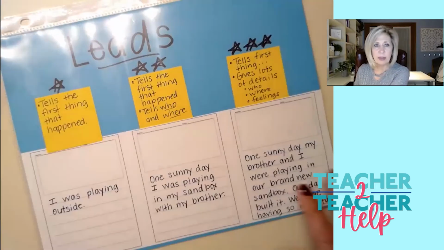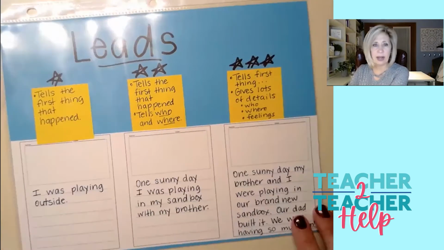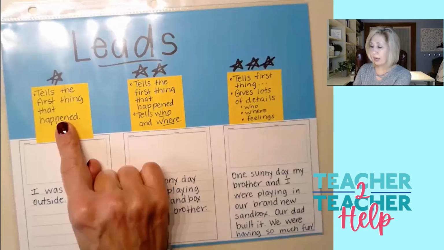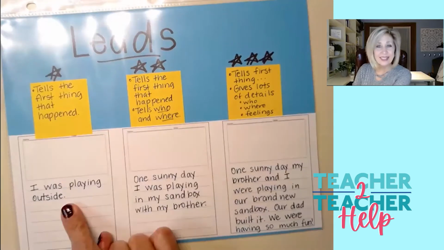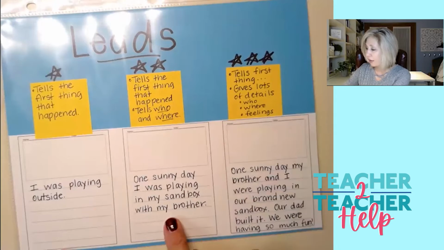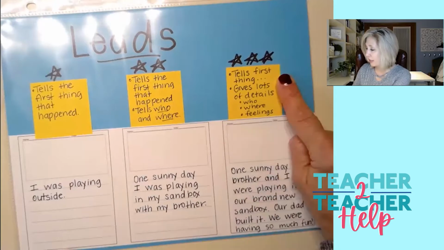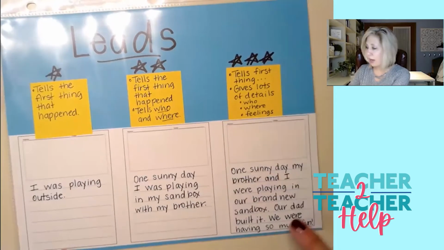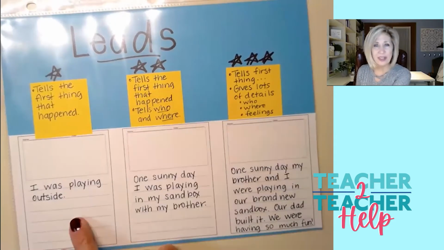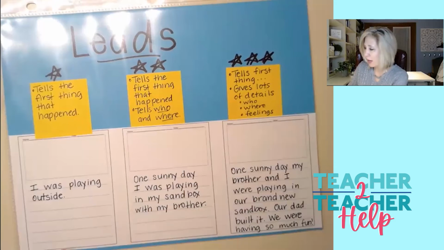Here's another one. These two kind of go together. I have one for leads and then one for endings. So here's an example of a very basic lead. So just tell the first thing that happened, and then I have an example of it. I was playing outside. Tell the first thing that happened, and then tell who and where. Tell the first thing and then give lots of details. So you see how I'm showing how to gradually lift the level and then also including an example to show what that looks like. I have another one for endings, same thing.